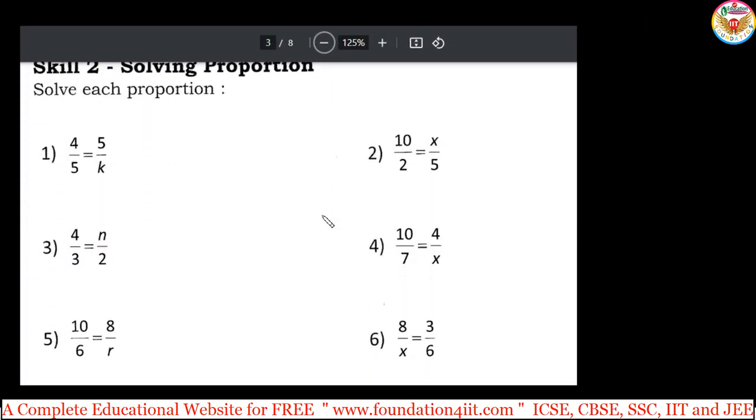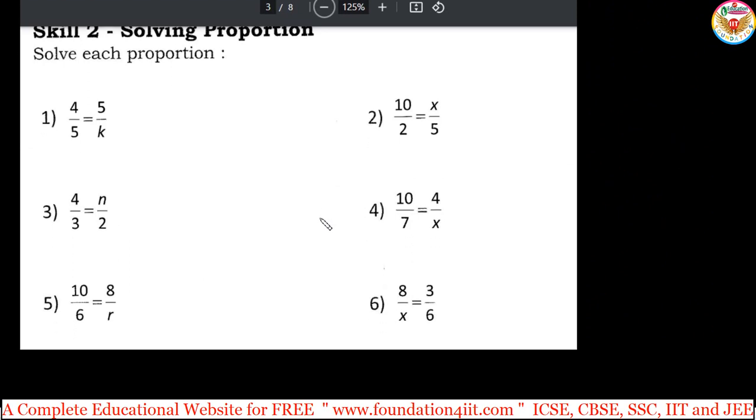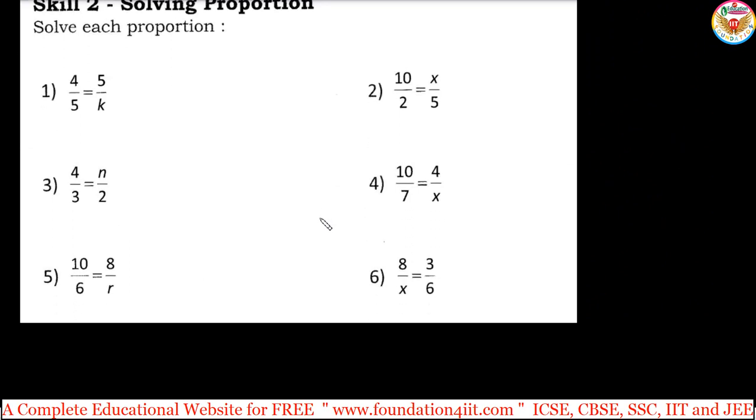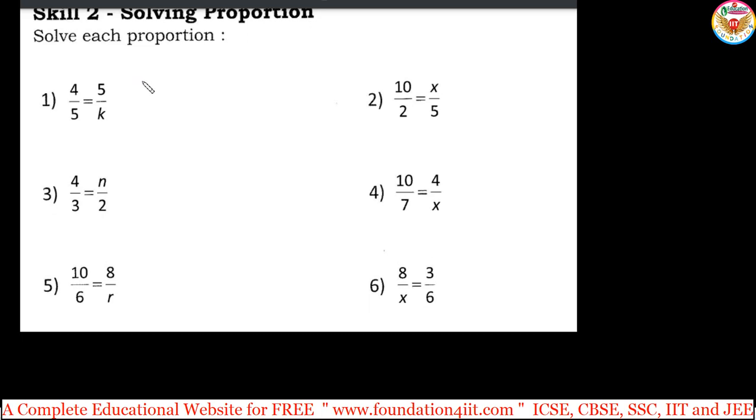Next one. The first and second pages give that basic skill, and from the third page in this PDF, solving proportions, solve each proportion. They already said 4 by 5 is equal to 5 divided by k. So this ratio and this ratio are in proportion. In this case the simple method is cross multiplication. That is 4 divided by 5 is equal to 5 divided by k.